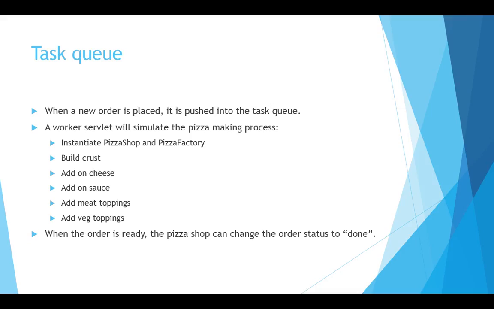Task queue is used for processing orders. When a new order is placed, it is pushed into the task queue, and then a worker servlet will simulate the pizza making process. First, it will instantiate a pizza shop and a pizza factory. Then, it will build a crust for the pizza, then add cheese, add sauce, and finally add the toppings, vegetables, and meat on it. So when the order is ready, the pizza shop can change the order status to done.